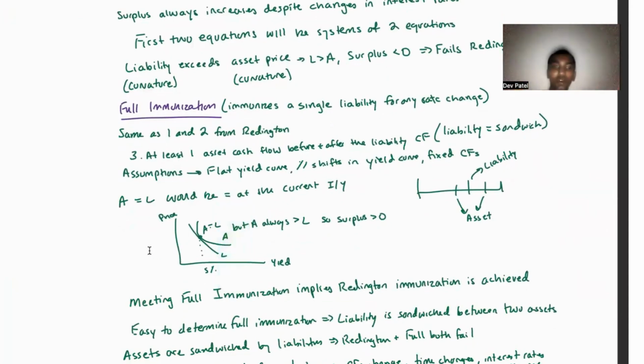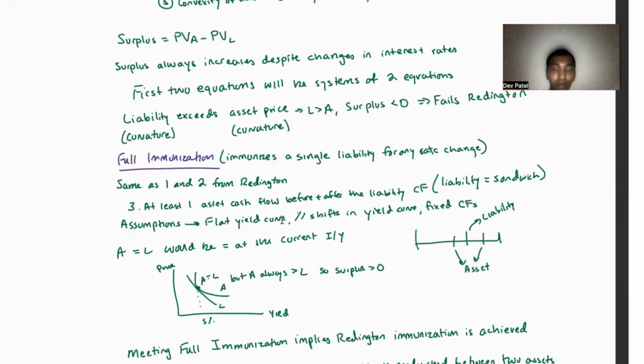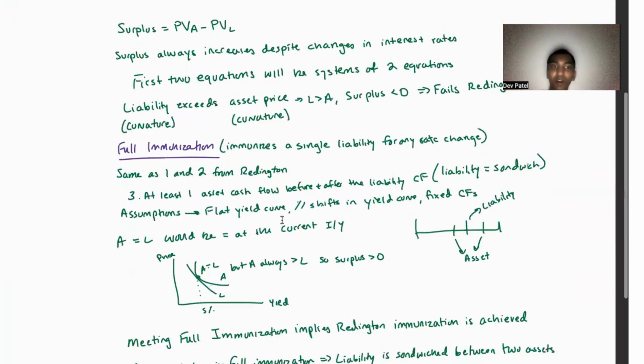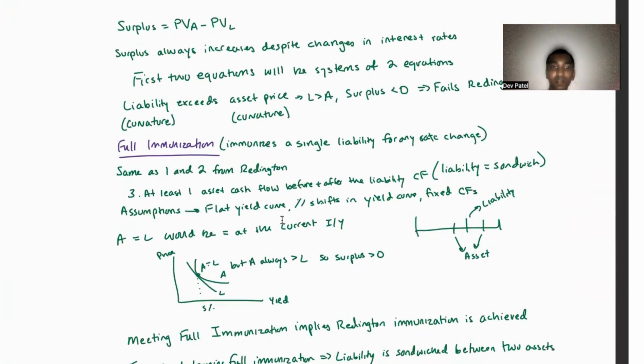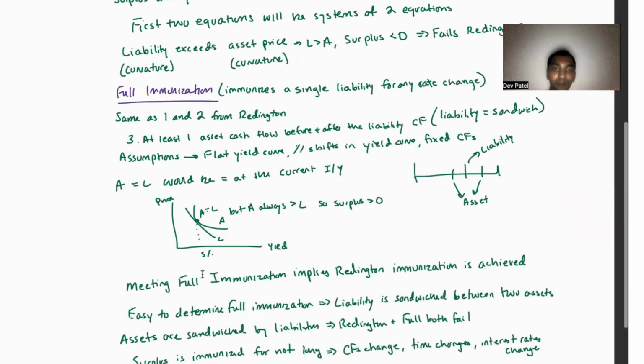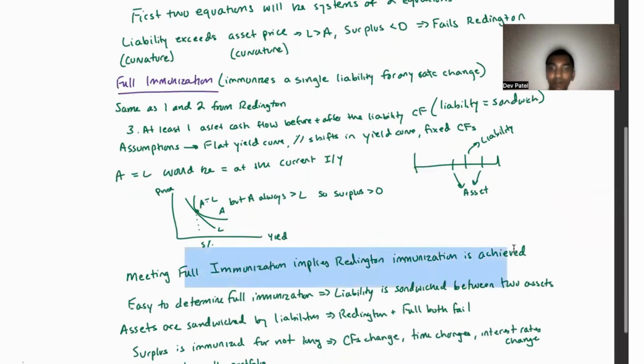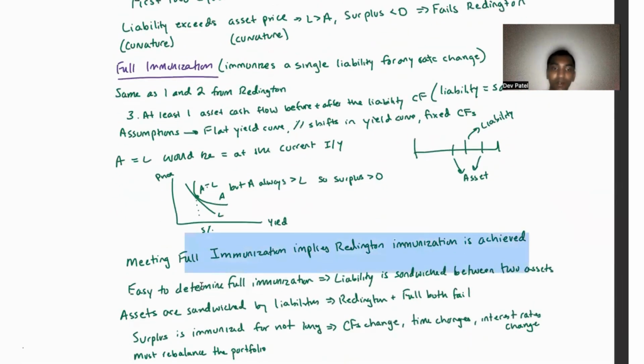I included this so we can see the general concept of prices and yields and the asset and liability curves. Here we see in this curve that the asset is always greater than the liability. And so we know that the surplus is always going to be greater than zero, passing the full immunization test. And meeting full immunization implies Redington immunization is achieved. We talked about this, and it's very easy.